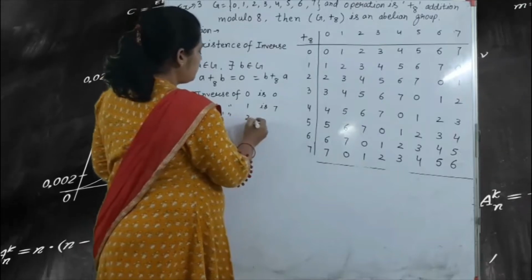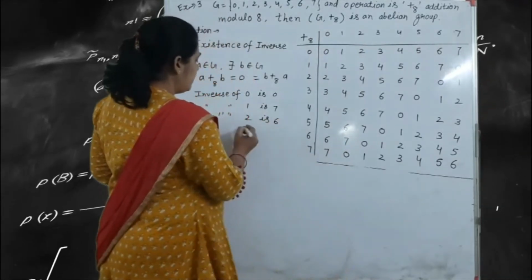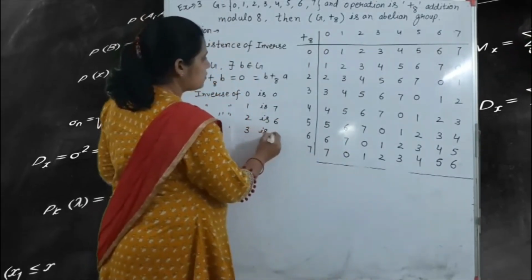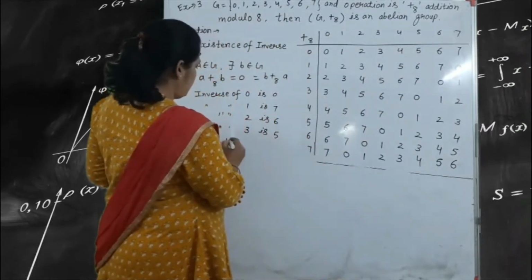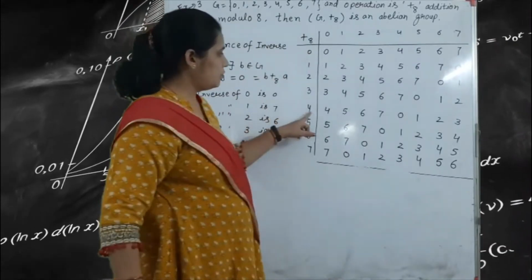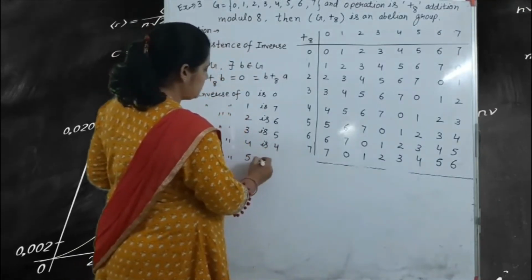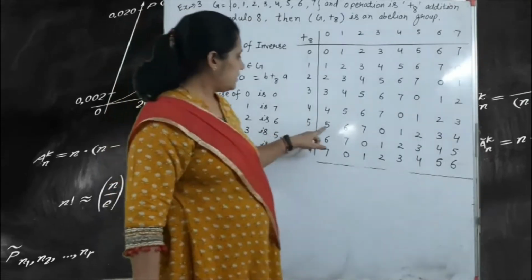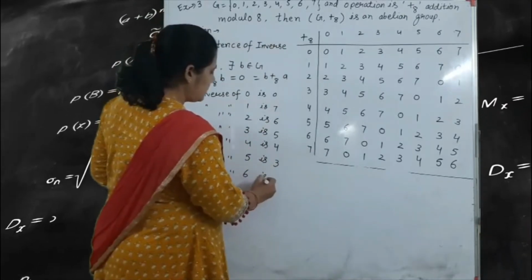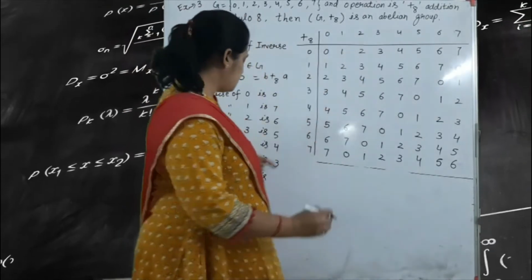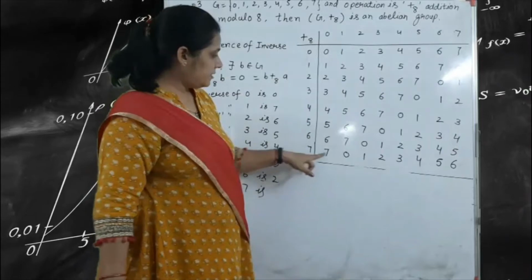Next one is the inverse of 2. So inverse of 2 is equal to what? 6. So we write here 6. Inverse of 3 is what? So inverse of 3 is equal to 5. So we write here 5. Inverse of 4 is what? So inverse of 4 is 4. So we write here 4. Inverse of 5 is what? So you check the row. The inverse of 5 is 3. Inverse of 6 is what? So inverse of 6 is 2. So we write here 2. And the inverse of 7 is what? So inverse of 7 is 1.